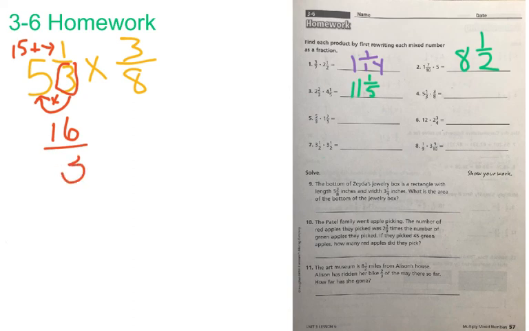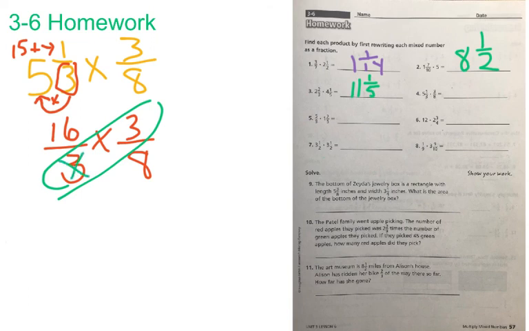So 16 over 3 times 3 over 8. And this is one where I can cross-reduce both ways, which is great. 3 and 3 are obviously factors of each other. They're the same number, so 3 can go into 3 one time. 3 can go into 3 one time.